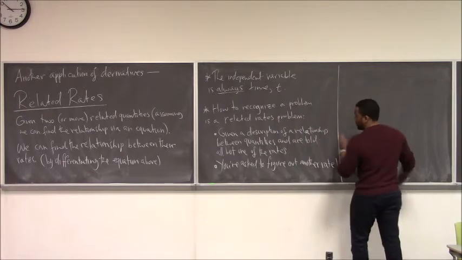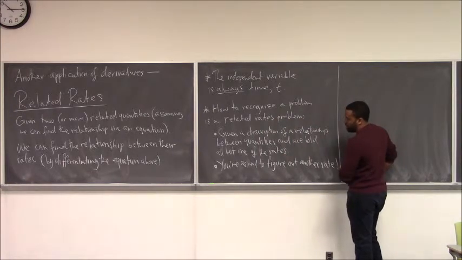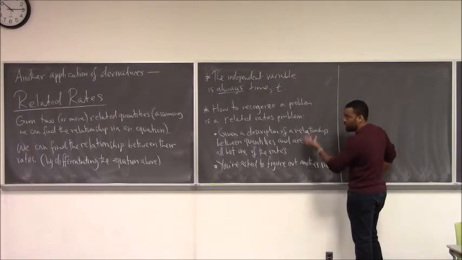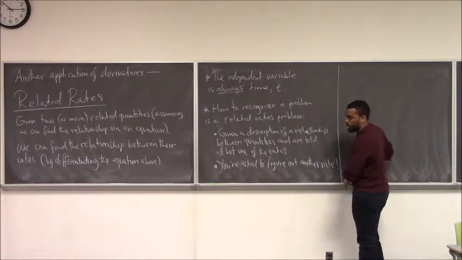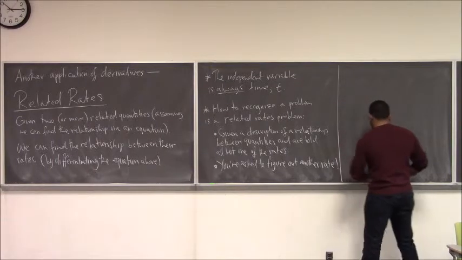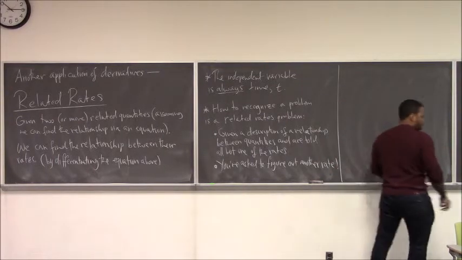And you're going to be told how fast a bunch of things are moving, and you're going to be asked how fast some other thing is moving. And this is a related rates problem. That will distinguish it from the other word problems we'll be talking about. The next big word problem situation is going to be optimization. So that's basically the idea.